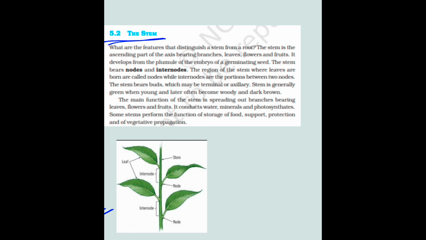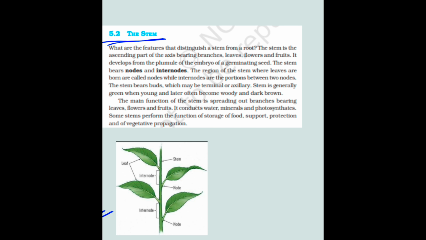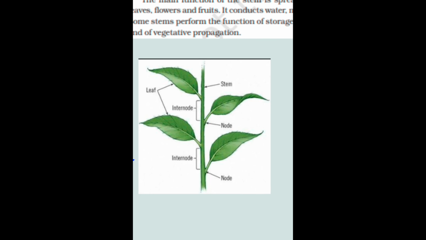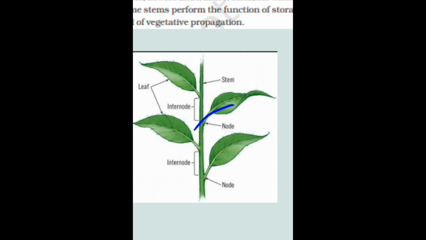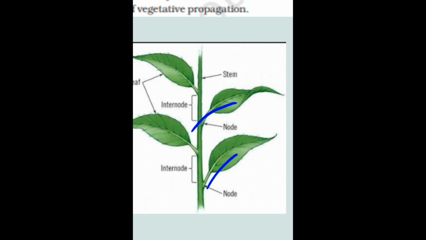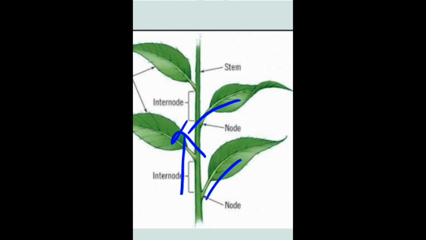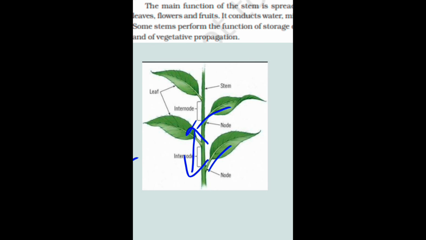Stem. Root comes from radicle and stem comes from plumule. Also, stem bears node, internode, bud, branches, leaves, fruits, and flowers. So, what are nodes and internodes? The point from where the leaves arise is called node, and the space between two nodes is called internode.